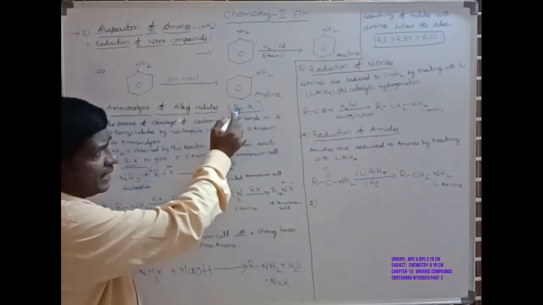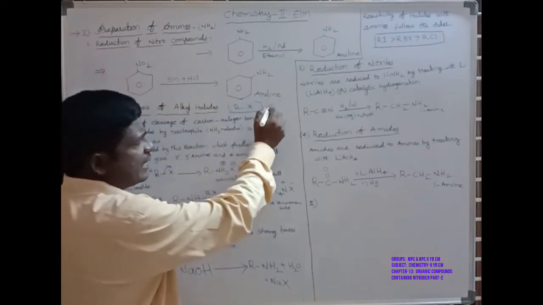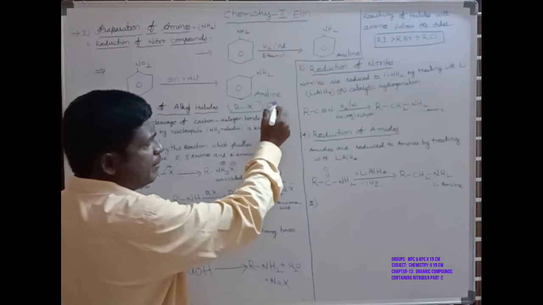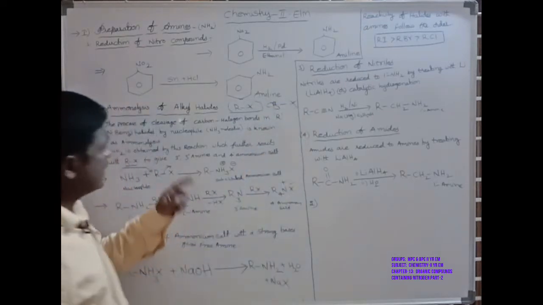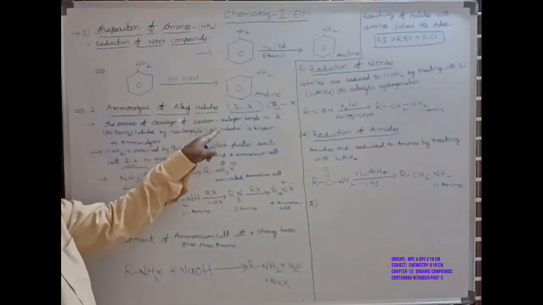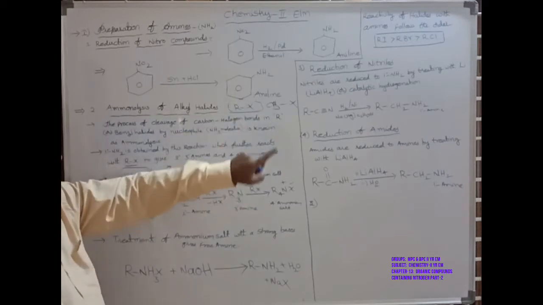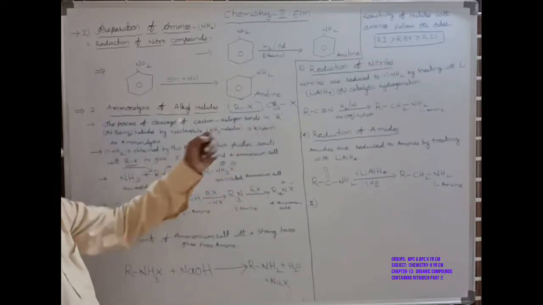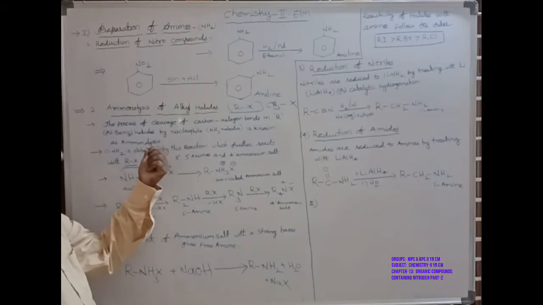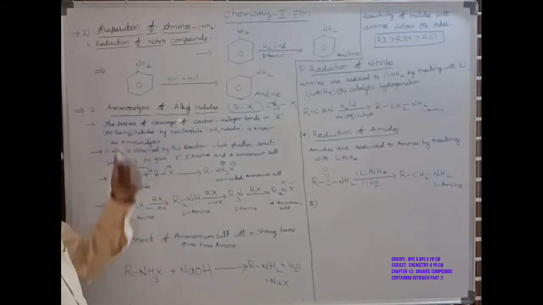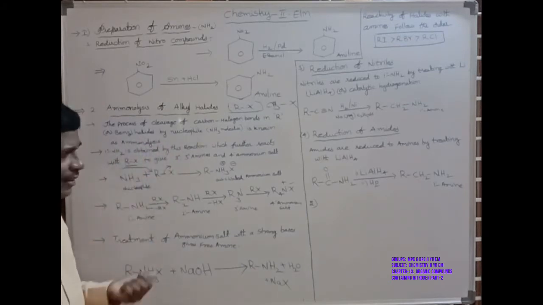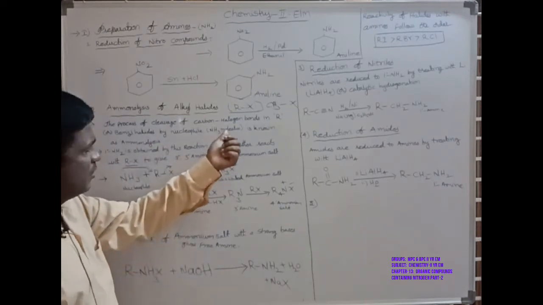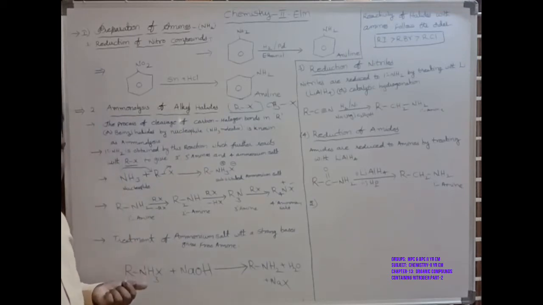The process of cleaving, where R is any alkyl group such as CH3, bonded to a halogen. The cleavage of the carbon-halogen bond in alkyl halides or benzyl halides by the nucleophilic ammonia molecule is known as ammonolysis.